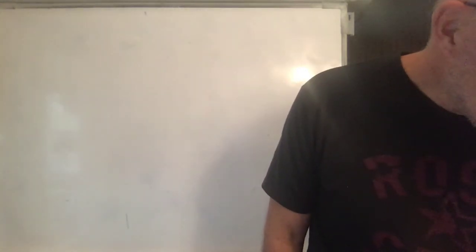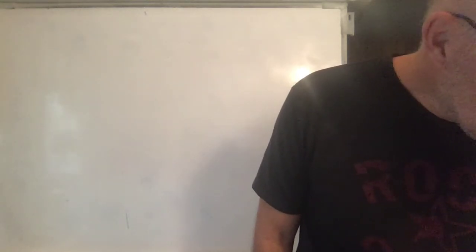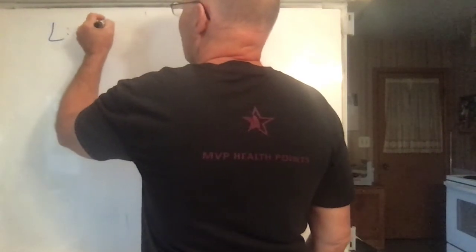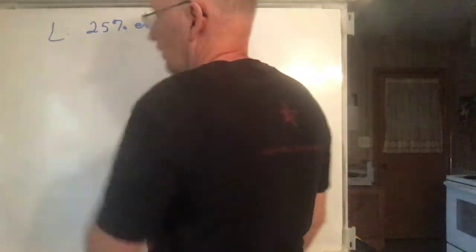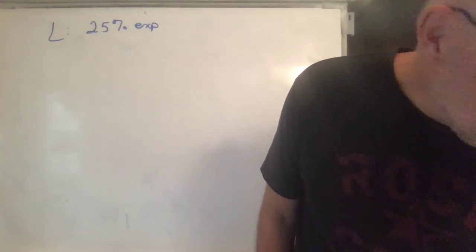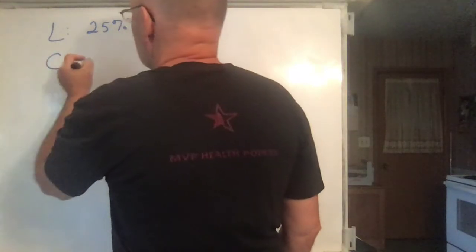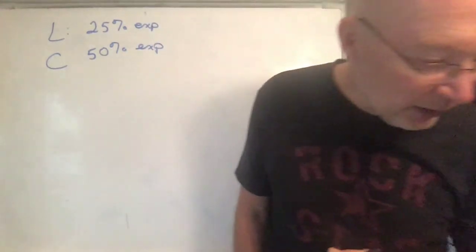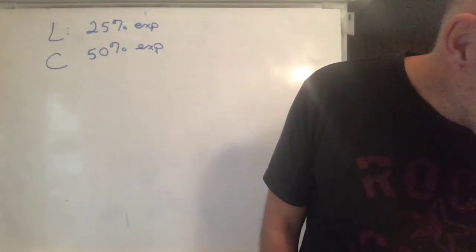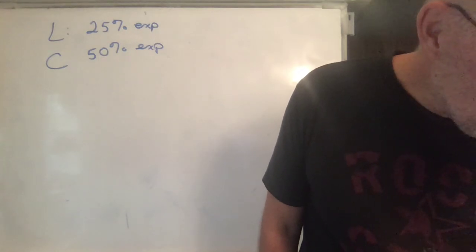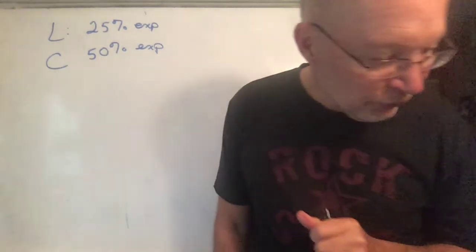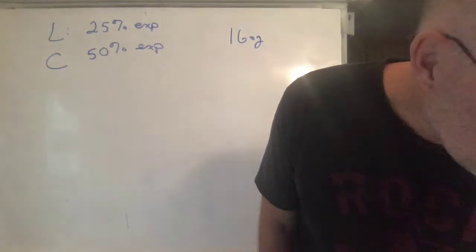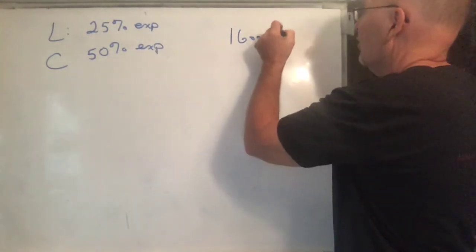A cafe latte contains 25% espresso. So a latte contains 25% espresso. Is that high? I don't know. And a cappuccino contains 50% espresso. Okay, sounds kind of unhealthy. How many ounces of the latte and how many ounces of the cappuccino must be mixed together in order to get a 16-ounce drink? You want a 16-ounce drink, and you want it to be 40% espresso.